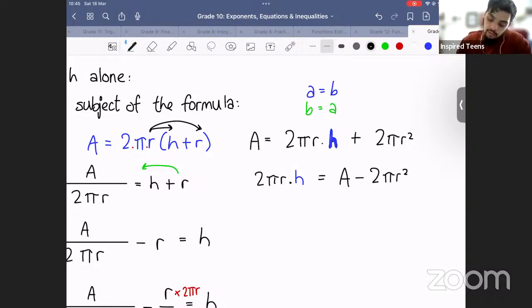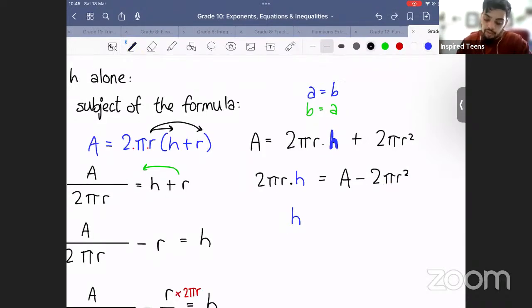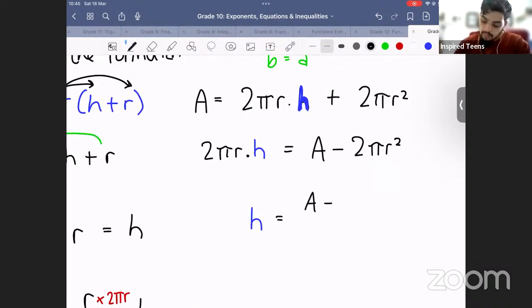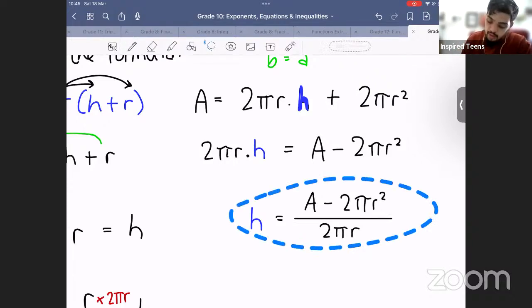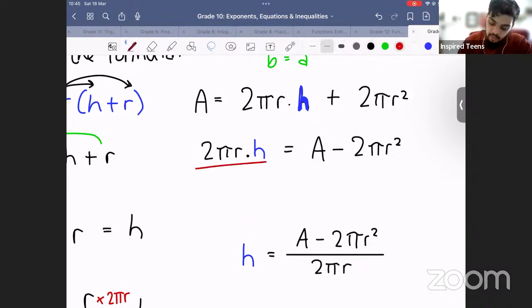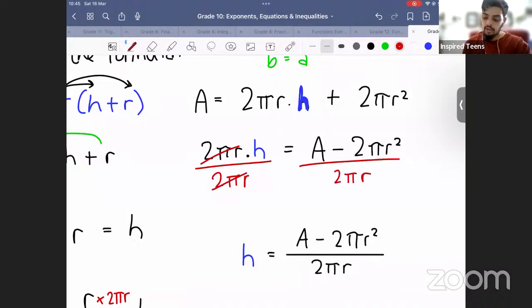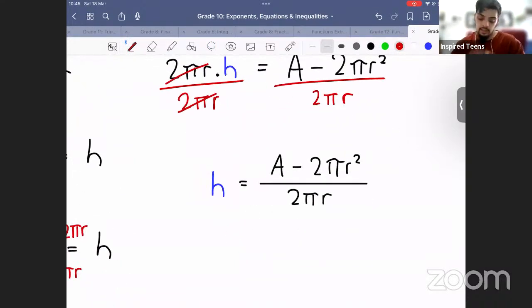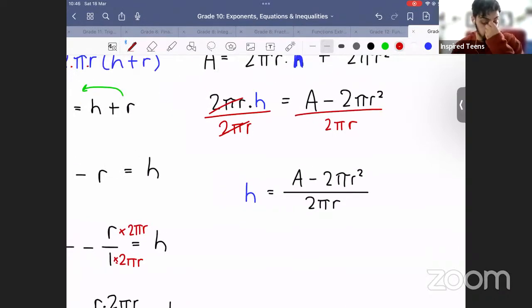Now, in order to leave H alone, I just have to take this over as division. But I don't divide by just one term, I divide by the whole thing. So H is equal to A minus 2 pi R squared, divided by 2 pi R. Why divide by 2 pi R? It's like I divided both sides by 2 pi R to get rid of it. Here 2 pi R cancels, and because what you do on the left you must do on the right, that's how we end up with H equal to A minus 2 pi R squared over 2 pi R.